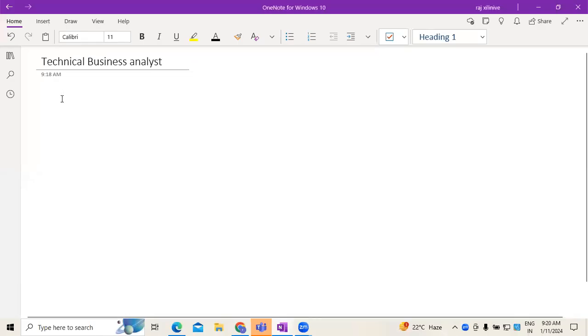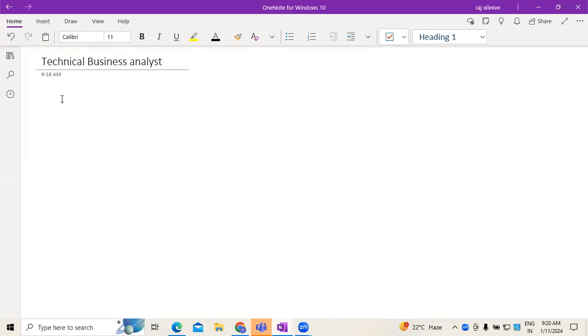Right. So today we are discussing the business analyst role in reference to the technical perspective. Because as we all know, whenever we are working as a business analyst, irrespective of the technology as well as the domain we are working in, it's always important nowadays to have knowledge of the technology, right?